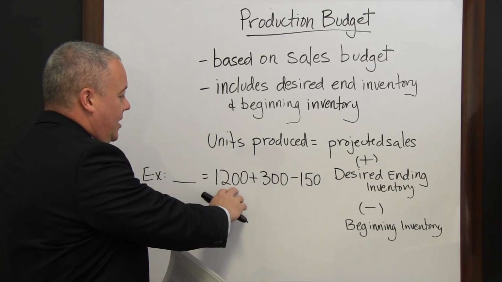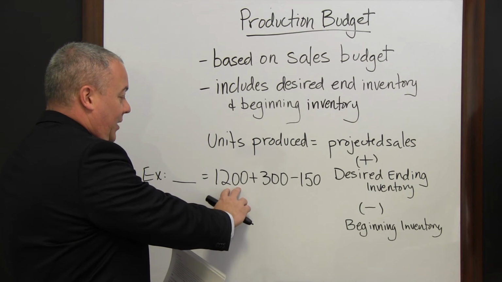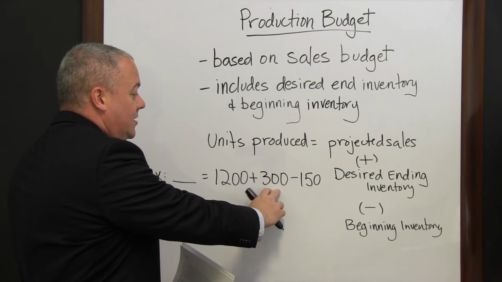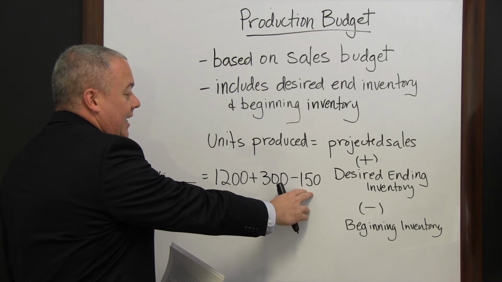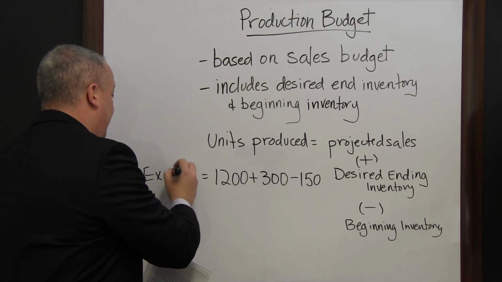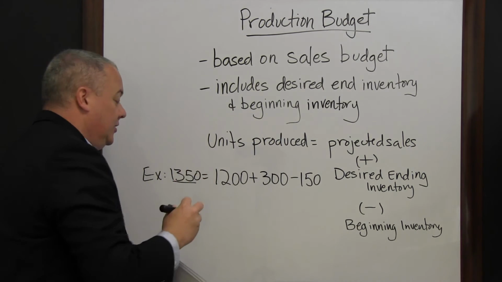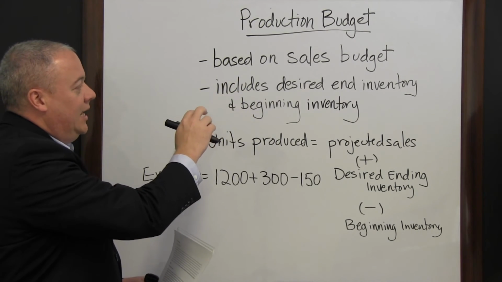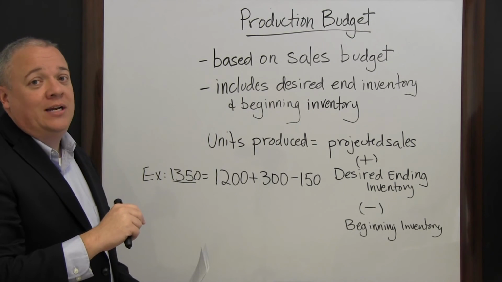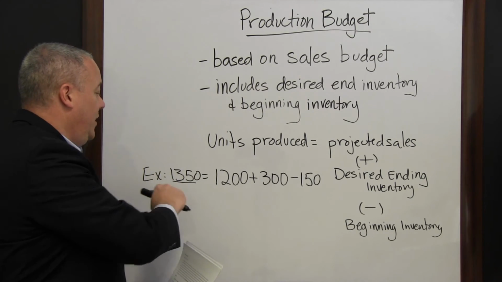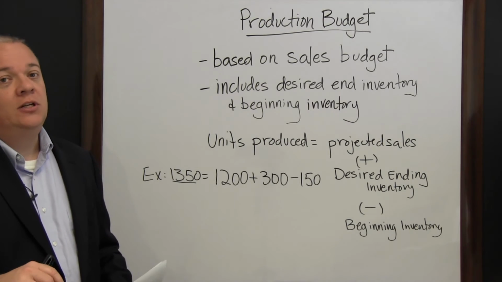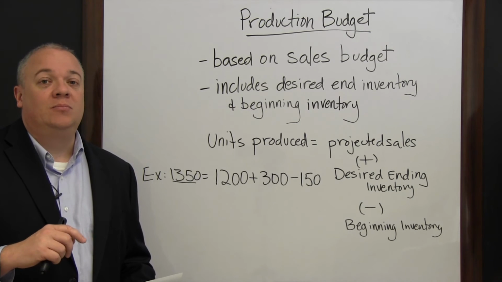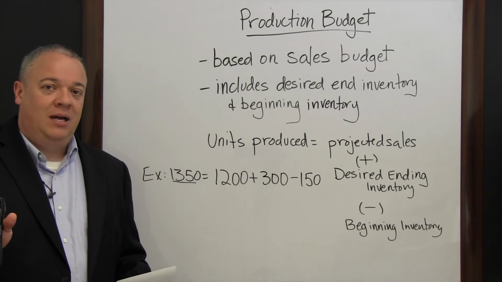So taking our equation here, 1,200 units is what we plan to sell. We want 300 at the end, so that's a total of 1,500 units. But we've already got 150 on hand, leaving us a remainder of 1,350. So basically, by looking at what we project to sell, plus what we want in inventory at the end, minus what we already have in inventory now, we arrive at the production budget. We need to produce 1,350 units over the projected period. Production budgets are always in terms of units manufactured, not in money.